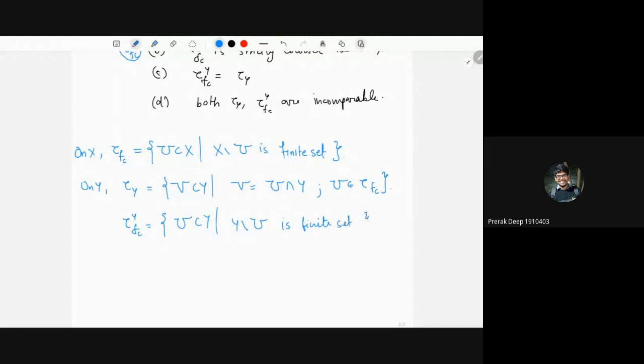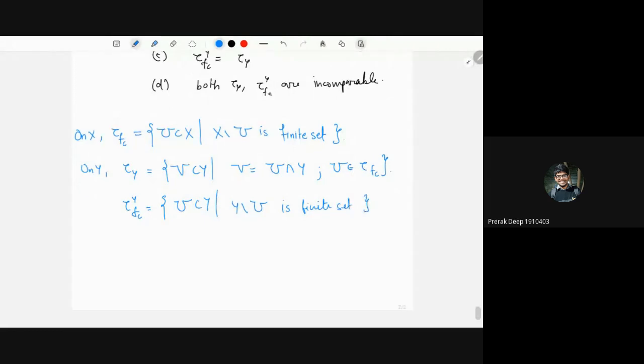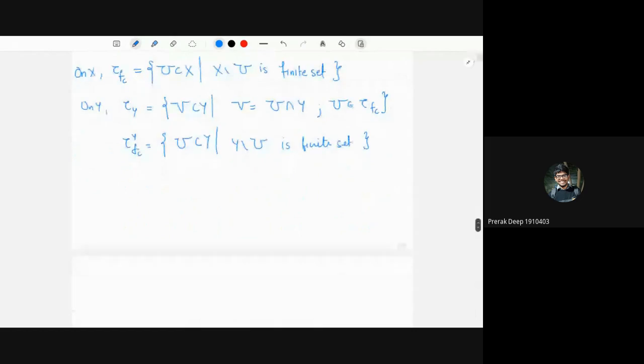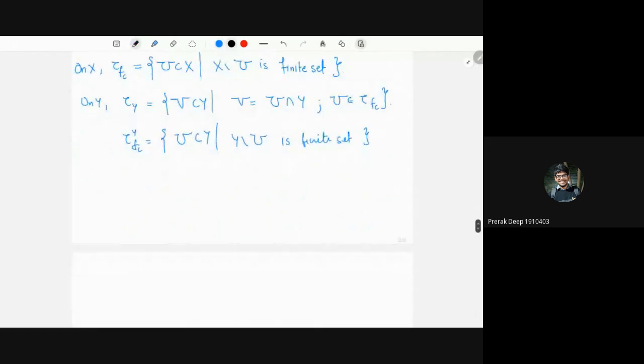Okay. So we have these three definitions. Now we need to compare these sets. That is what the question is. So now let us first compare tau Y with tau YFC, the finite complement topology on Y and the subspace topology. So first let us see this. For that we start with an open set W in tau Y.